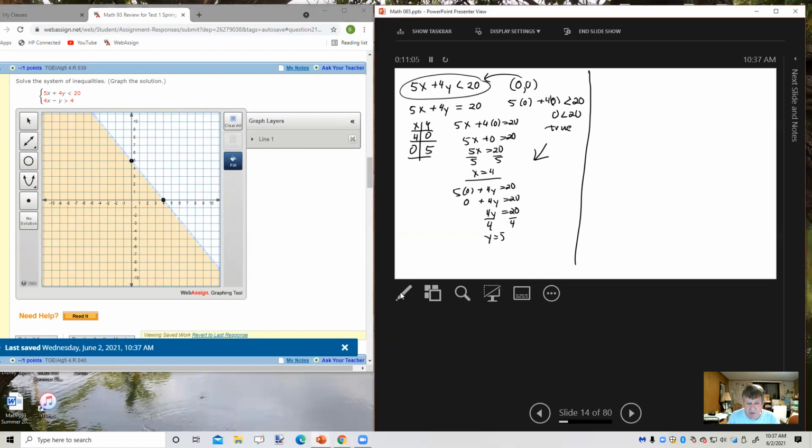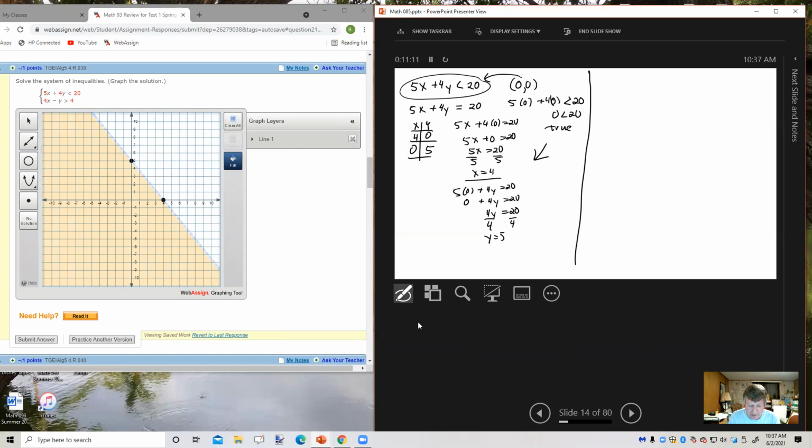Let's change the color of our pen to red. So we've got 4x minus y greater than 4. I'm going to take the related equation, 4x minus y equals 4, and find two ordered pairs. Once again, I'll use the intercepts. If y is 0, I get 4x minus 0 equals 4, so 4x equals 4. Divide both sides by 4, x equals 1.